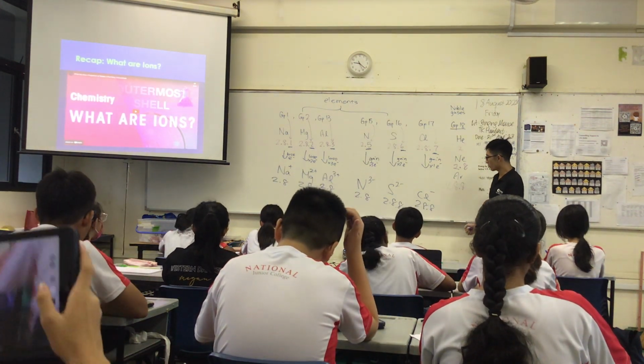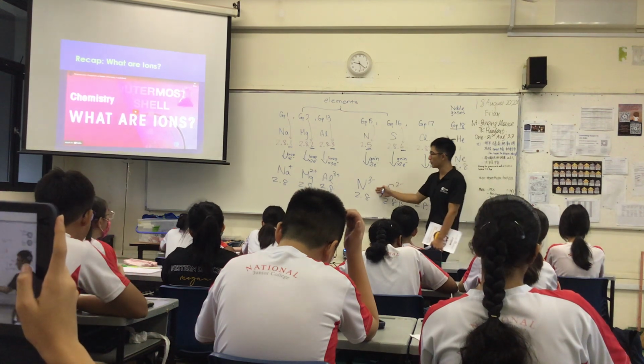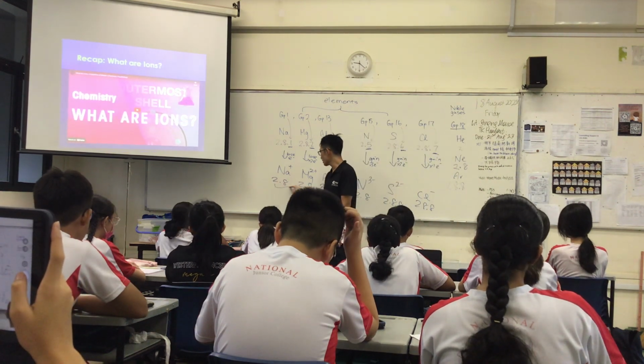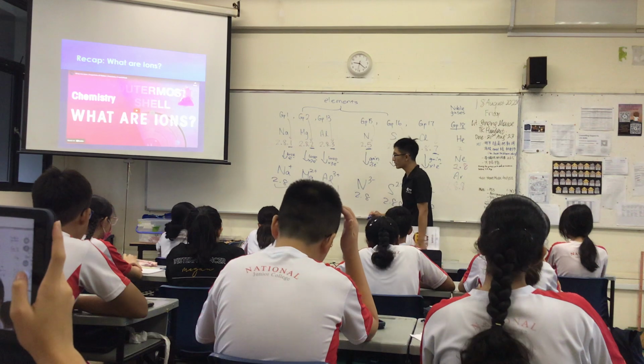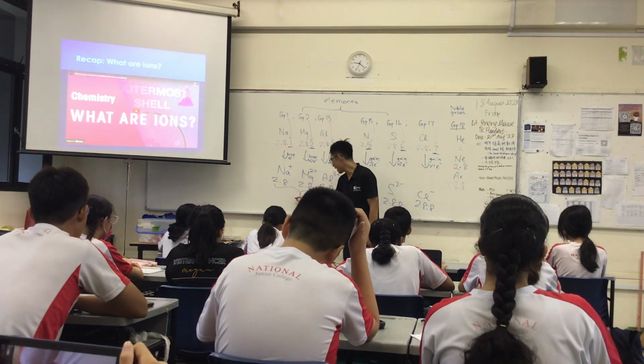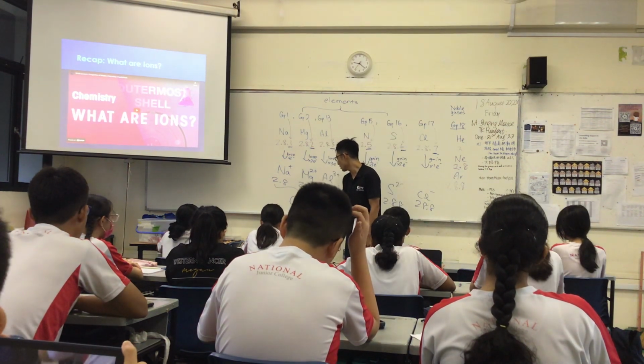So thank you. We got all of the charges of the ions. And last but not least, what do we call ions that are positively charged? Cations. Okay? It is cations.